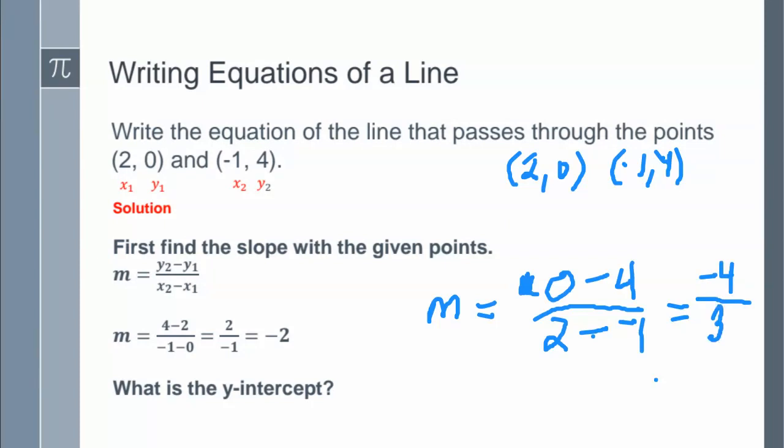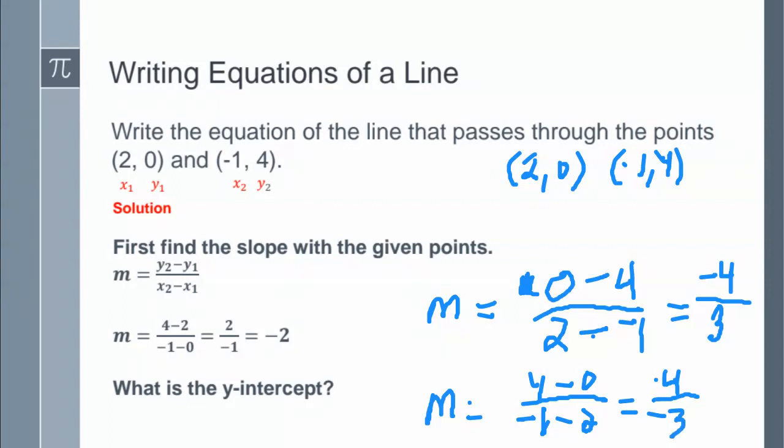If I did it the other way, which I'm going to do down here, where I use the 4 first minus 0 divided by 1 minus 2, negative 1 minus 2. Then we still end up with 4 divided by negative 3. And so here, notice that the negative in the first one is on the top of the 4, and then the negative is on the denominator 3. But when you divide these, we just end up with negative 4/3 either way, okay?